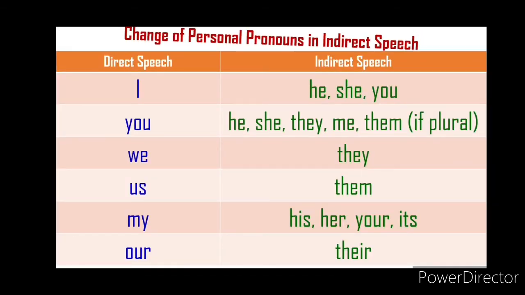Change of personal pronouns in indirect speech. In indirect speech, I changes to he, she, or you. You, that is the second person pronoun, changes to he, she, they, me, and if it is plural, then it is changed to them. We changes to they, us changes to them, my into his, her, your, or its, our changes to their.